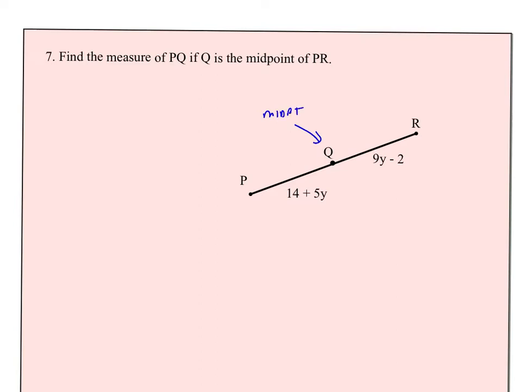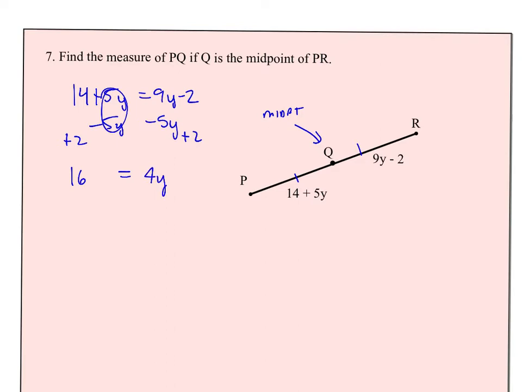Okay, so what do I do with this? Well, those two are equal to each other. So now 14 plus 5y equals 9y minus 2. Now, a couple of algebraic steps. I'm combining, so I'm just kind of shortening things up here. So plus 5 minus 5 is 0. 9y minus 5y is 4y. Plus 2 minus 2 is 0 as well. So I'm left with 16 equals 4y.